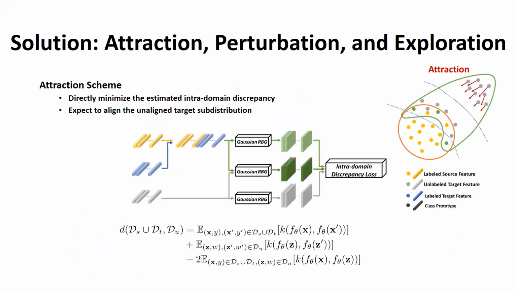The attraction scheme directly minimizes the estimated intra-domain discrepancy. To approximate the intra-domain discrepancy, we compute the feature distribution divergence between the aligned subdisk and the unaligned subdisk. However, since the labeled target samples are not sufficient to represent the aligned subdisk, but it is highly aligned to the source distribution, we instead use the combined distribution of source and labeled target samples. To practically achieve the divergence, we adopt maximum mean discrepancy.